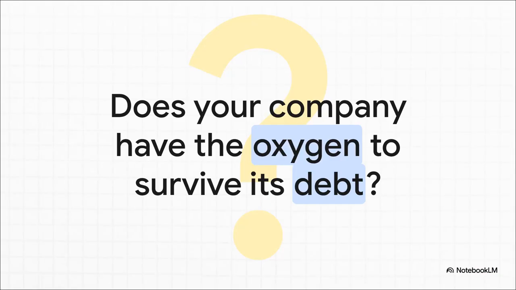Now, if you remember yesterday's explainer on day 113, we audited the skeleton of corporate funding. We dug into the debt-to-equity ratio to figure out exactly how a company's capital is structured. But here is the brutal truth of finance. Knowing the size of the skeleton is really only half the battle, because a massive skeleton without the lungs to support it is just going to collapse. So the question is, does your company actually have the oxygen to survive its debt?